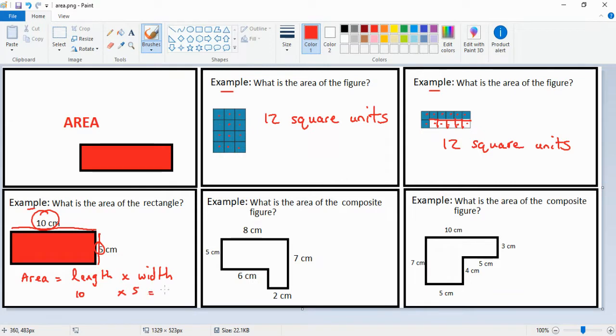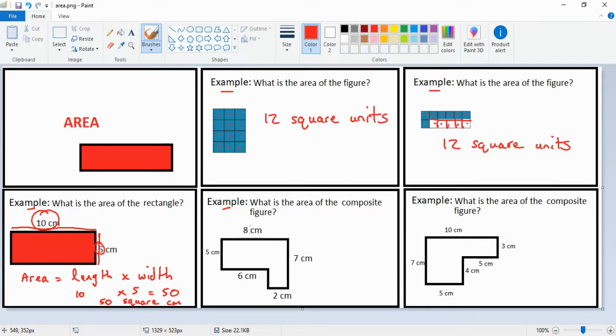So 10 times 5 is 50. So you would write then 50 square. We're dealing with centimeters. 50 square centimeters. That's the area of that rectangle. We're going to use that formula for the next example or next two.